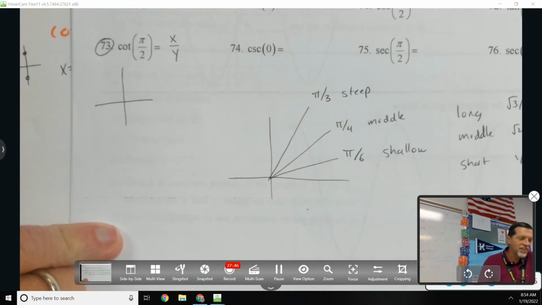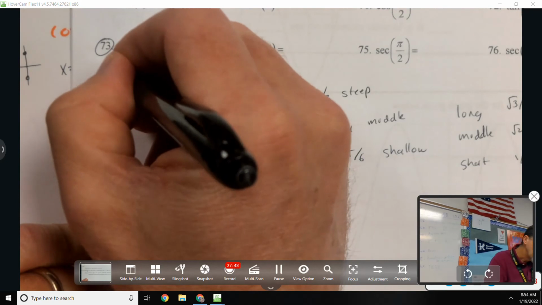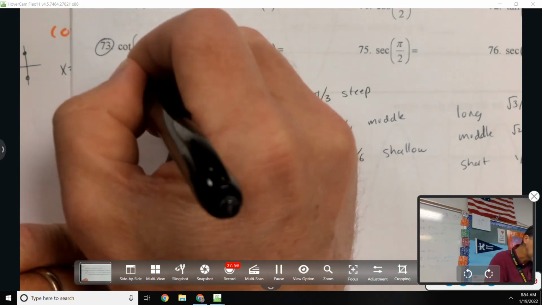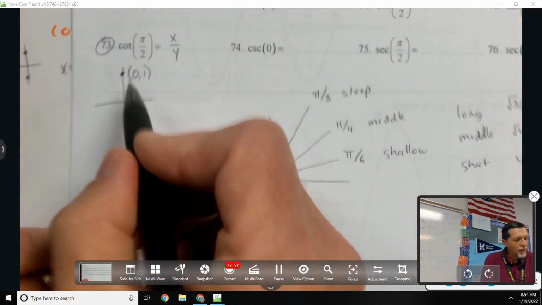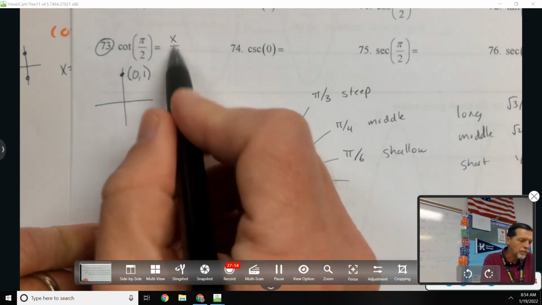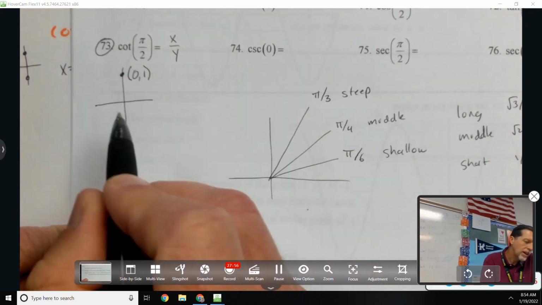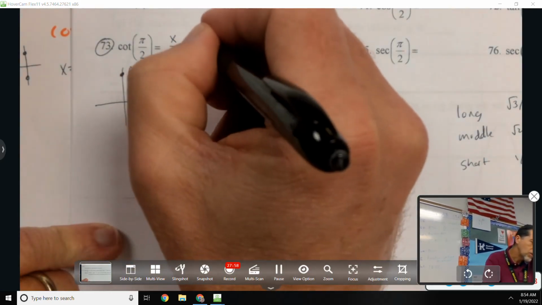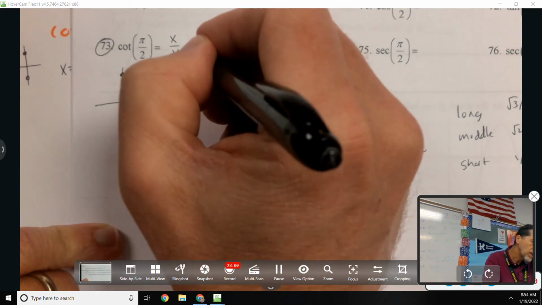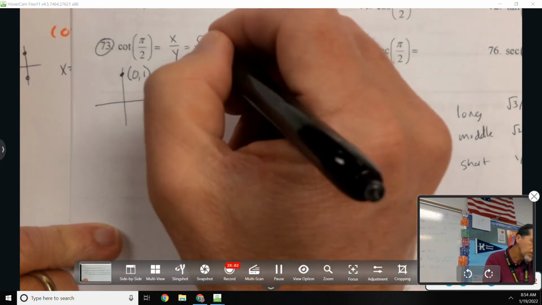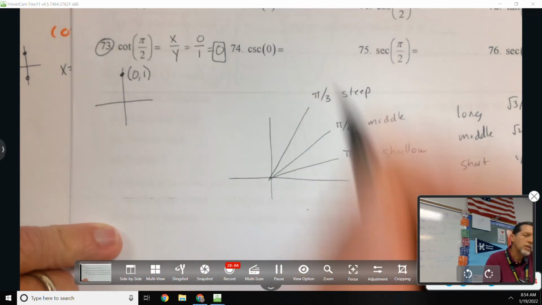Trick question. It's the top. So that coordinate would be 0, 1. Make sure you get that right, or else you're going to mix up who's x and who's y. So the x coordinate is 0, the y coordinate is 1. So the cotangent of pi over 2 is 0.